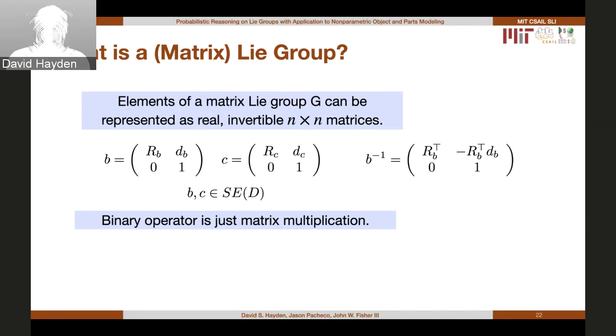And then the binary operator for this Lie group is simply matrix multiplication. So if you compose two elements, B and C, then you get another rotation matrix in the upper left corner and a translation vector in the upper right corner of this BC matrix.